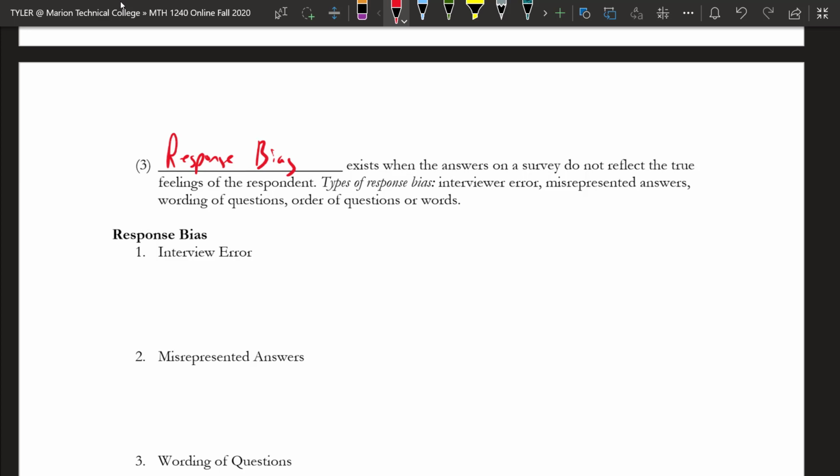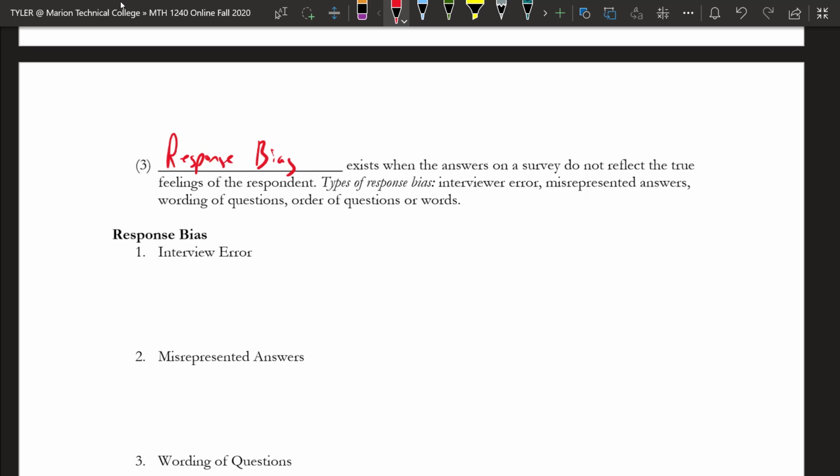So response bias exists when the answers on a survey do not reflect the true feelings of the respondent, right? Types of response bias are interviewer error, misrepresented answers, wording of questions, and order of questions or words. So in other words, the data is not capturing what the person really wants to say, or what the real answer is. The first one to look at is interviewer error.